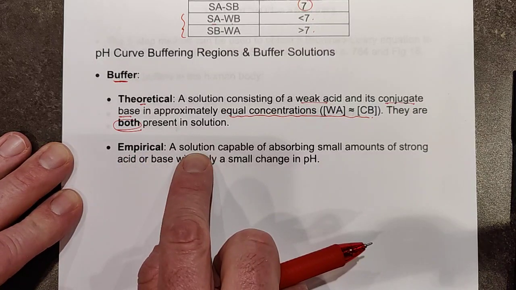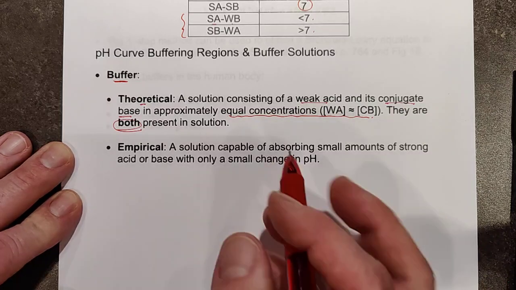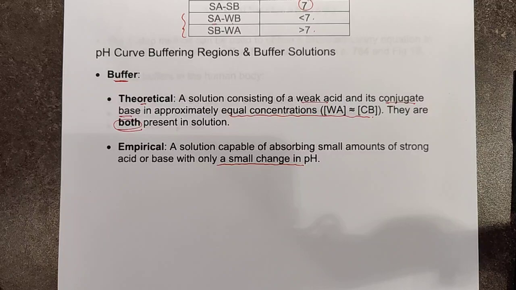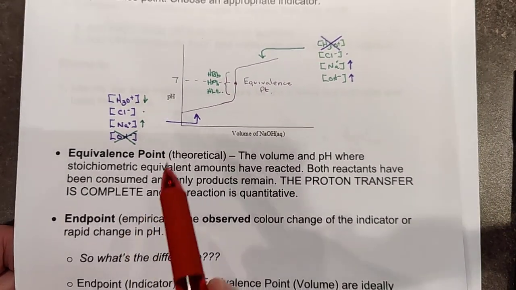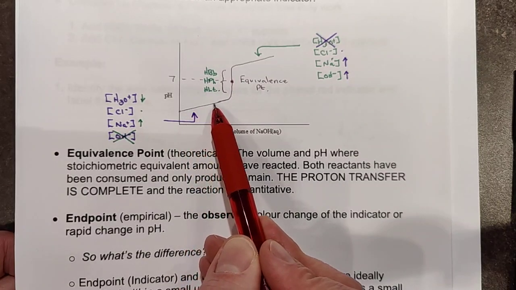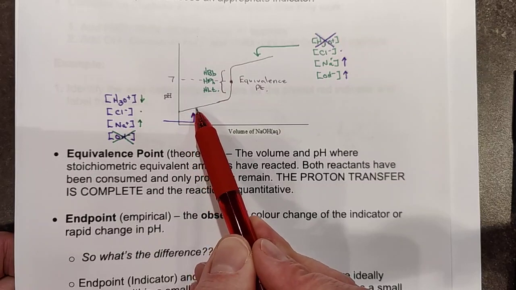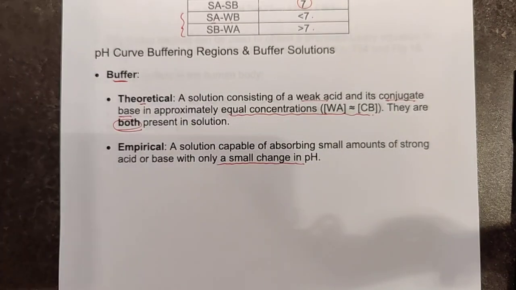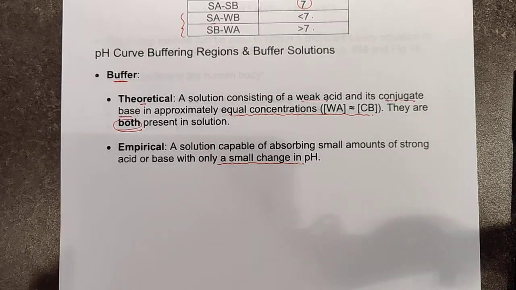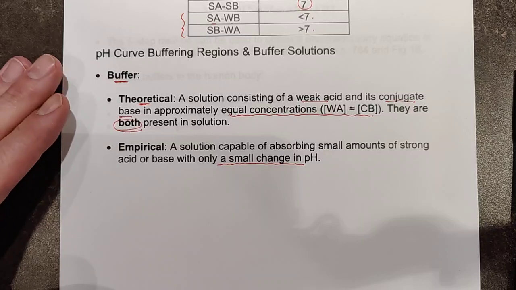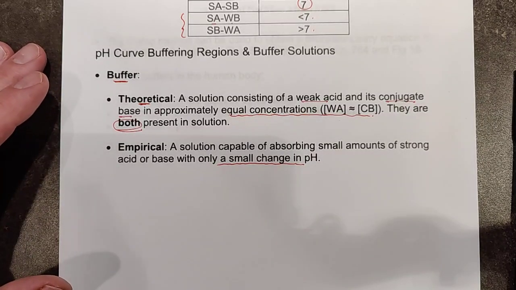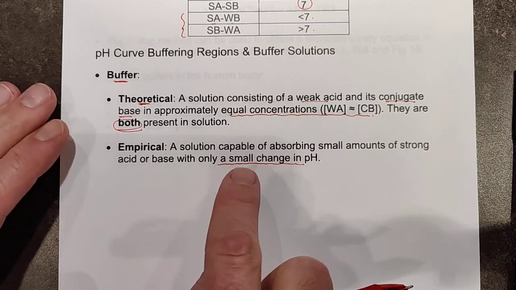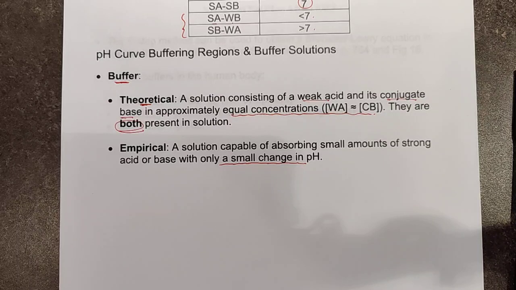Empirical is what we can measure. And this is a solution capable of absorbing amounts of strong acid or base, but with only small changes in pH. Remember, in this one here, what we were doing is we were adding sodium hydroxide to a hydrochloric acid solution. And we're adding a strong base, but we're not seeing pH increase rapidly here. So this is a good example of a buffered region just because we're seeing that marginal increase with additions of your acid or your base. So theoretically, we see that as relatively equal concentrations of acid conjugate base pairs being in there when you think about the entities. Or empirically, parts on your pH curve graphs that don't show large changes in pH as you are adding whatever titrant you might have.